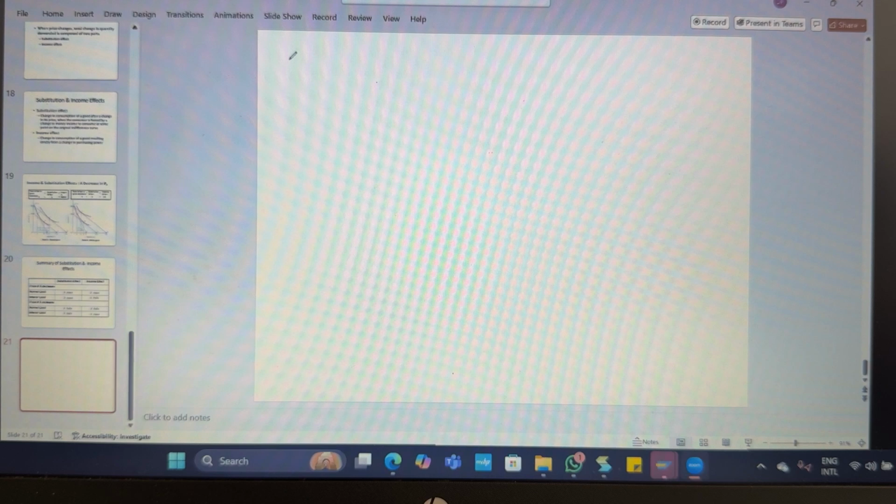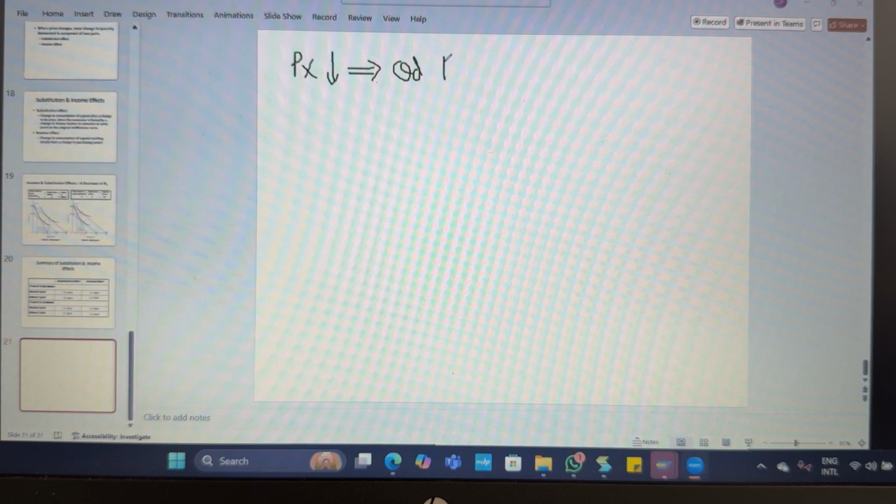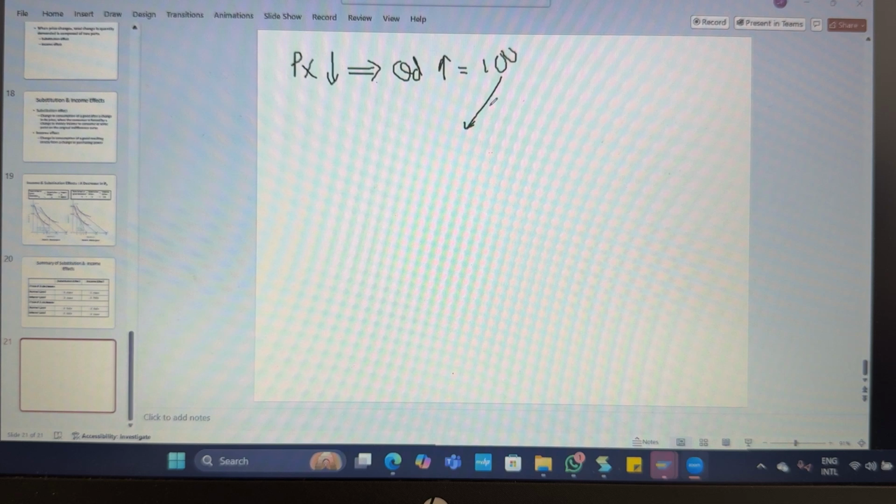Suppose that the price of X declined by some amount. As a result, quantity demanded increases by, say, for example, 100 units. Within this 100 increase, there are two components. Some part of this 100 belongs to this one.